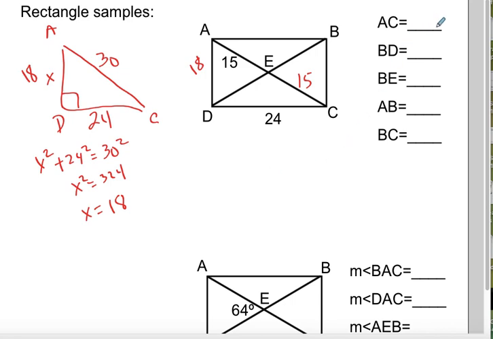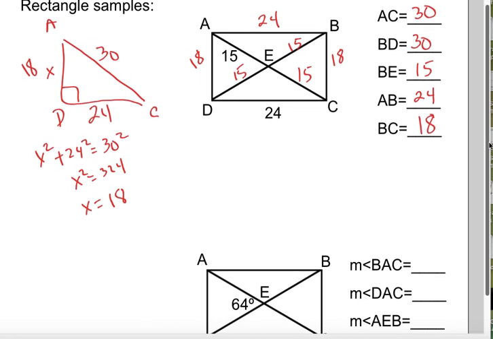So let's see what all we know. AC is 30. BD is the other diagonal. And if we have a rectangle, remember that the diagonals are congruent. And that means that this piece will be 15 and 15, and that whole diagonal DB will also be 30. BE is 15, and AB is 24 because opposite sides are congruent. And then BC will also be 18, just like AD, like we just found a moment ago.